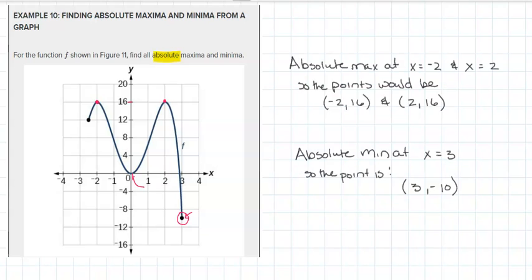This would be considered a relative minimum, but it's not an absolute minimum because it's decreasing as you come from the left and starts increasing afterwards. So that's considered a minimum, but it's only relative.